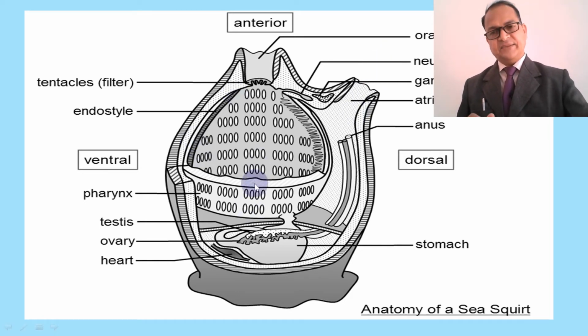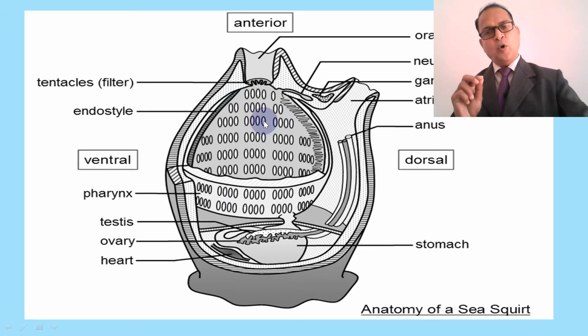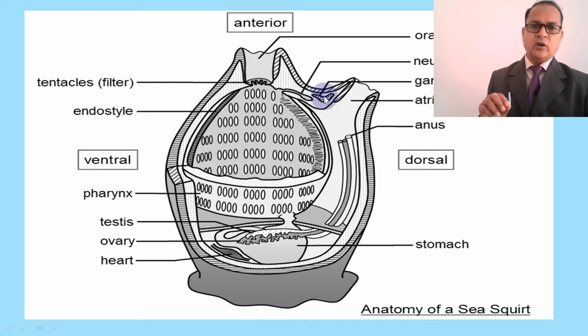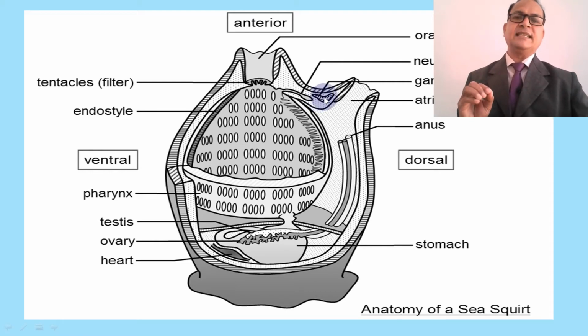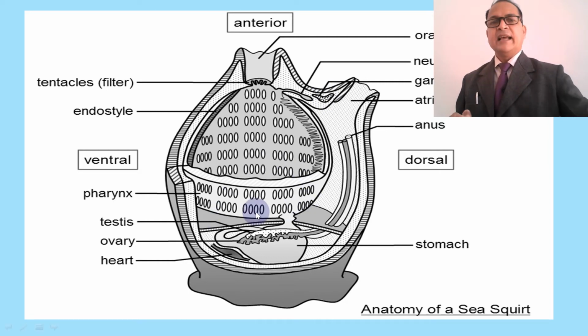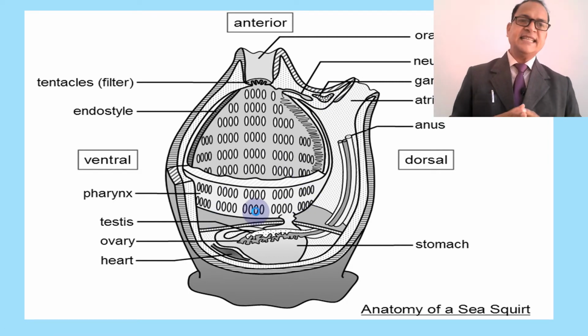This is the digestive system, and the pharynx is perforated. The perforations or pores are called gill slits, and numerous gill slits are there. This is the neural gland, found on the dorsal side of the pharynx, and this is the ganglion. Only a reduced ganglion is present, as the dorsal nervous system is reduced and degenerated into a neural gland. This is all about the anatomy of sea squirt or Ascidia.